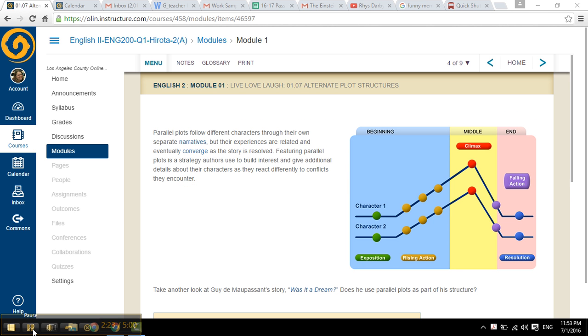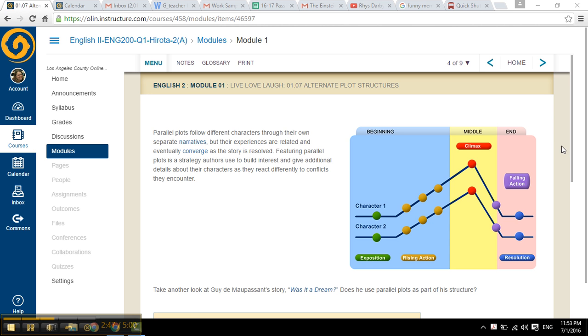Okay, so this is page 4, and it says parallel plots, and it explains to you what a parallel plot is. And as you go through these, you're going to probably think of movies or TV shows or books that you have read or seen, and you're going to be like, oh yeah, that one was a parallel plot, or that was a dream sequence, or that was a flashback in that one. So remember the blue words, you can hover over them and they'll tell you what they mean.